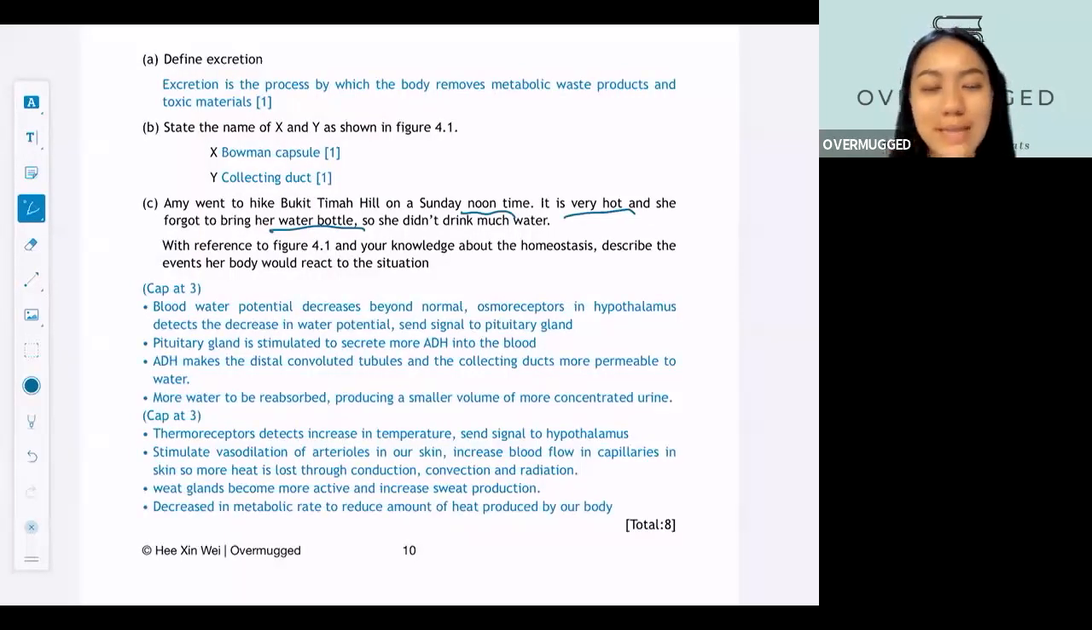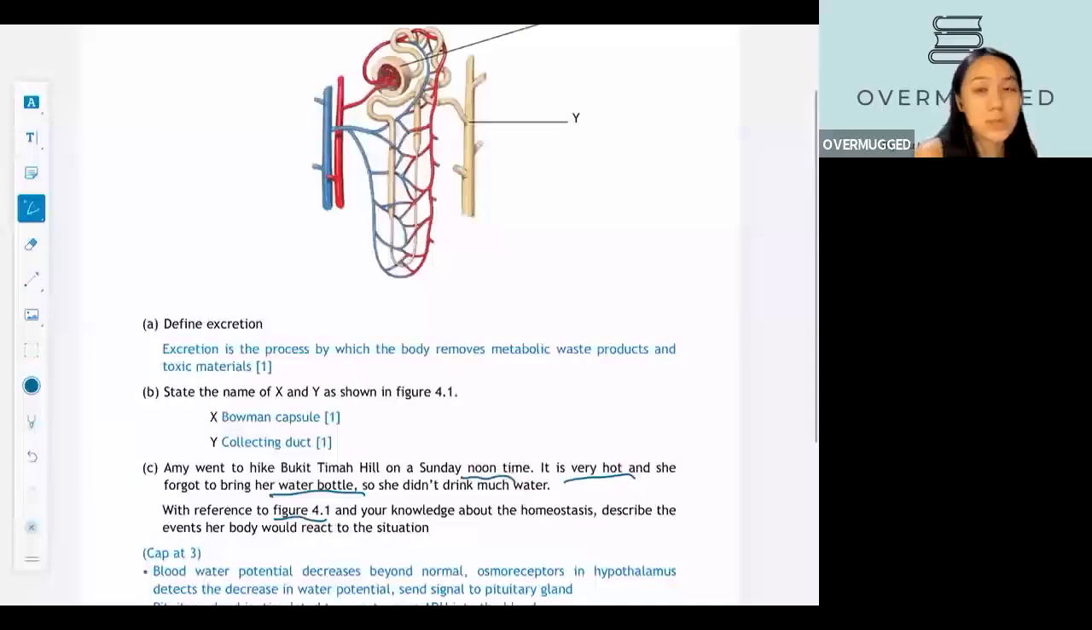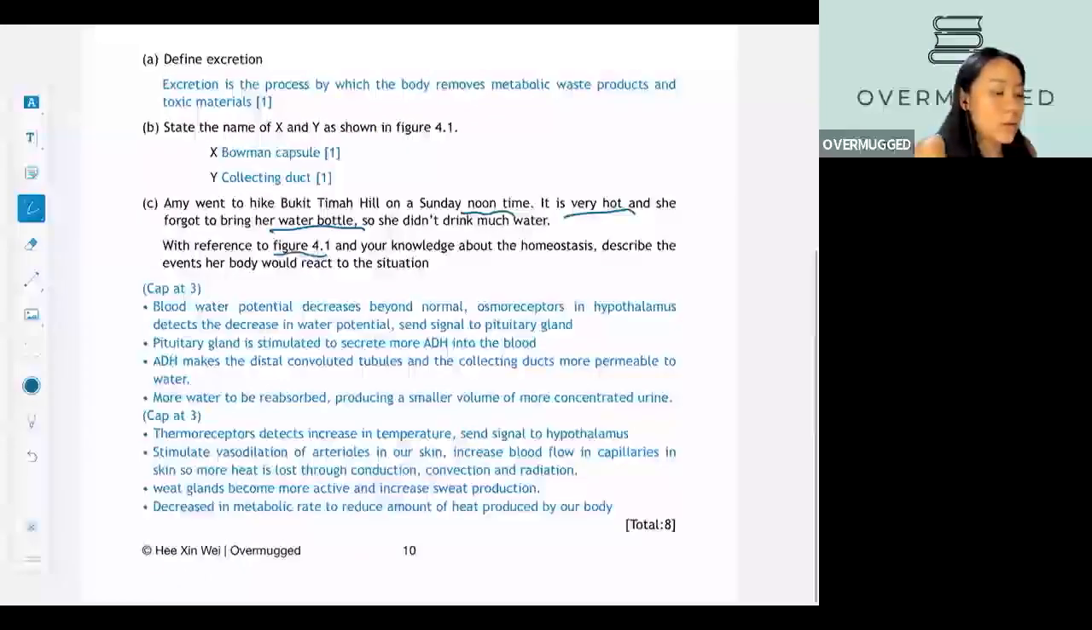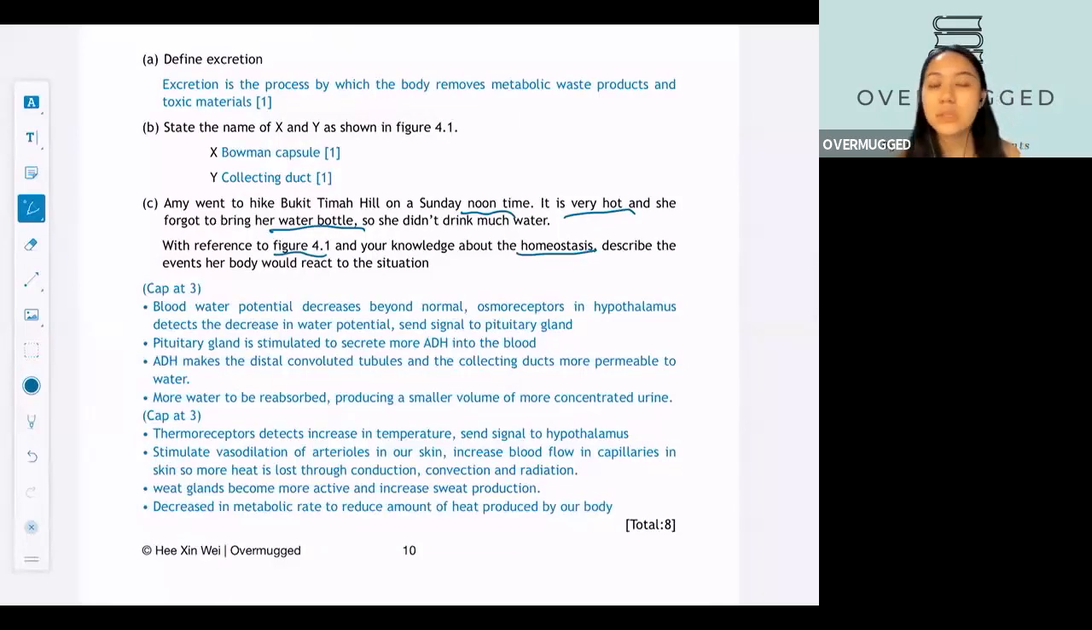So from here, you need to start thinking a bit when you read the question. You need to start linking, oh, what is this trying to hint? So with reference to figure 4.1, excretion, right? Figure 4.1 is your nephron. And your knowledge about homeostasis, describe the events her body would react to the situation. So in this case, the first thing is the hot factor, and another one is that she didn't drink water. These two are two events that you should be able to recognize. Once you recognize these two things, you also need to address both parts, right?